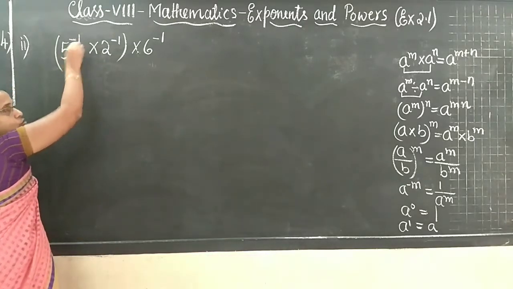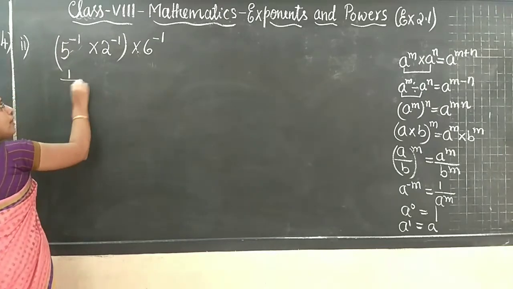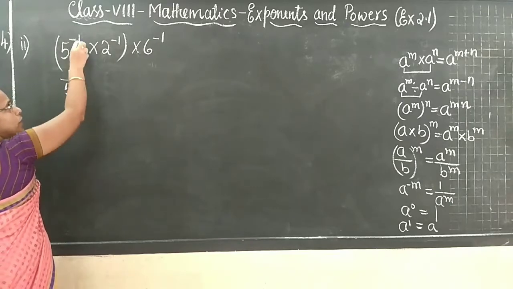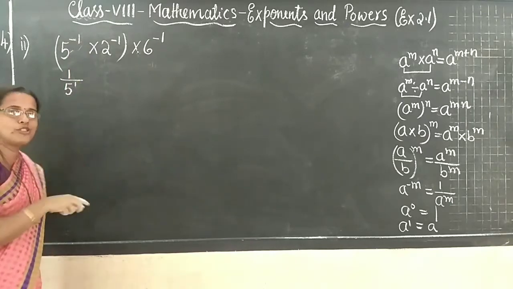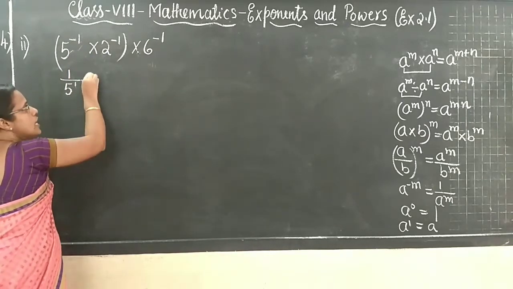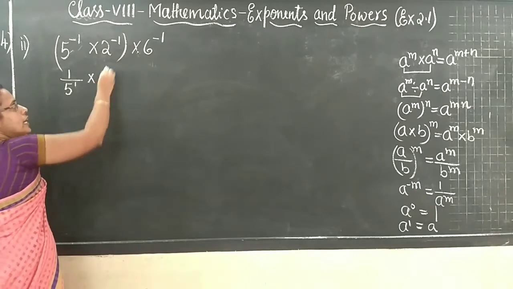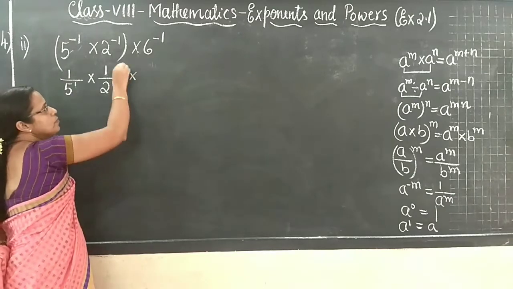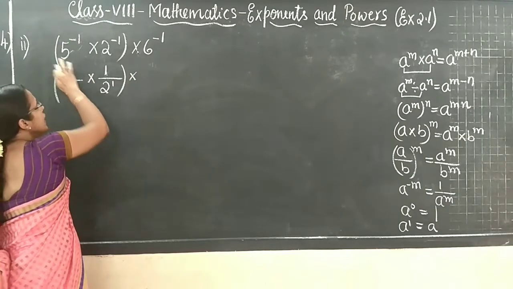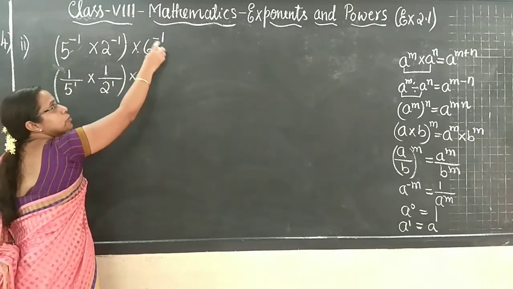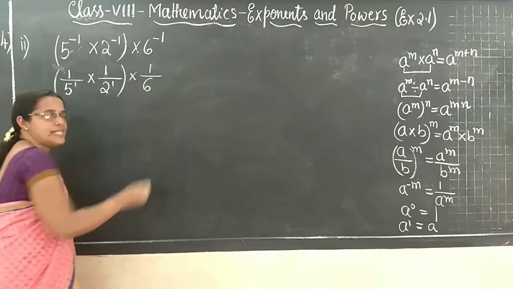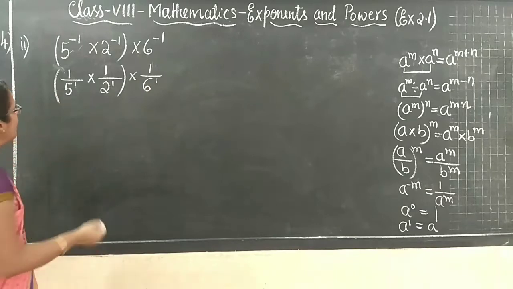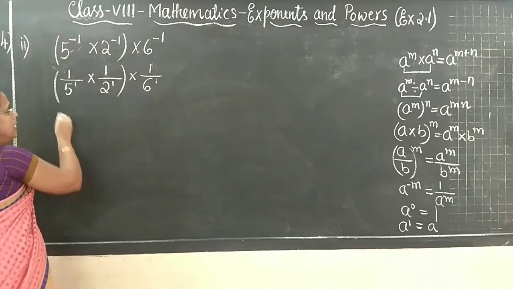5 to the power minus 1 can be written as 1 by 5. We agree? 1 by 5 to the power 1. Whatever power is there, write it as a positive power. The negative power goes. Then here 1 by 2 to the power 1, bracket close. Then 6 to the power minus 1 can be written as 1 by 6. See, everybody will get a positive power.